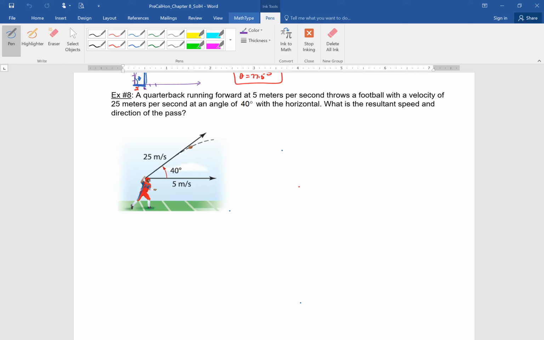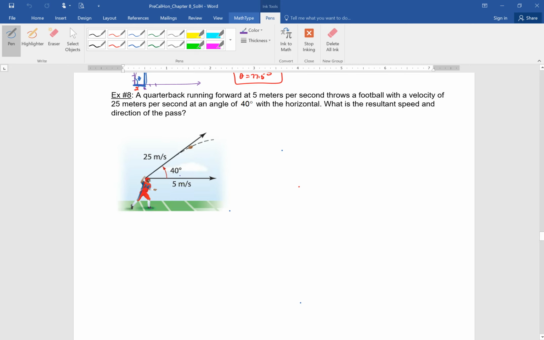Okay, so he's running at 5 meters per second, and he throws a football with a velocity of 25 meters per second at an angle of 40 degrees with the horizontal. So there are two vectors here. And it says, what is the resultant speed and direction of the pass?